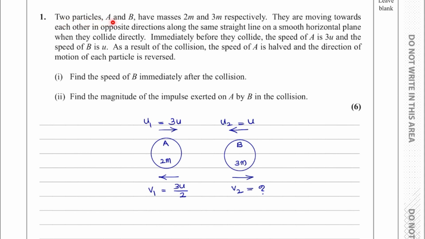Two particles A and B have masses 2m and 3m respectively. They are moving towards each other in opposite directions along the same straight line on a smooth horizontal plane when they collide directly. Immediately before they collide, the speed of A is 3u and the speed of B is u.